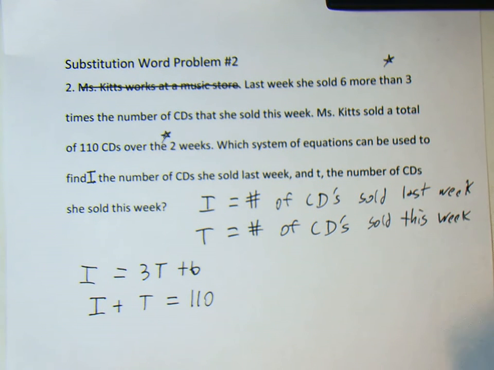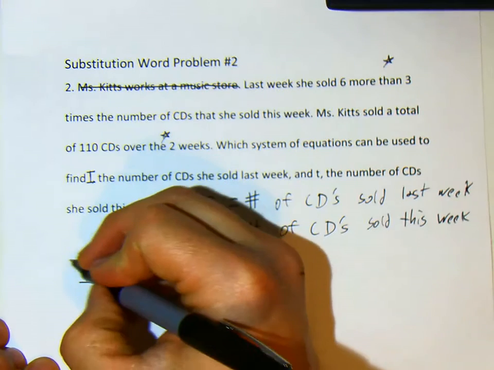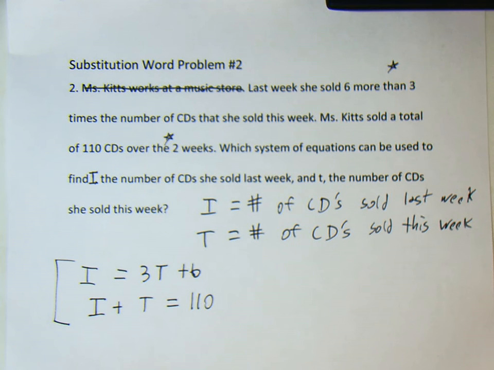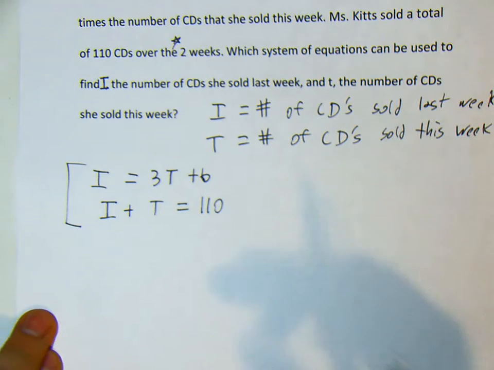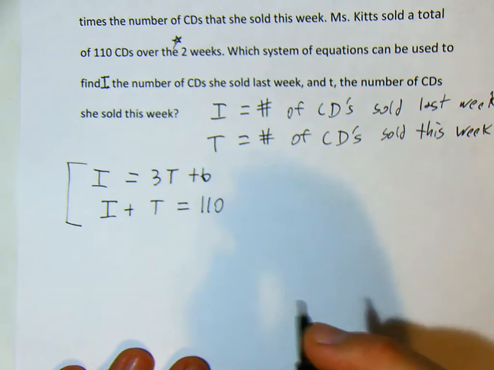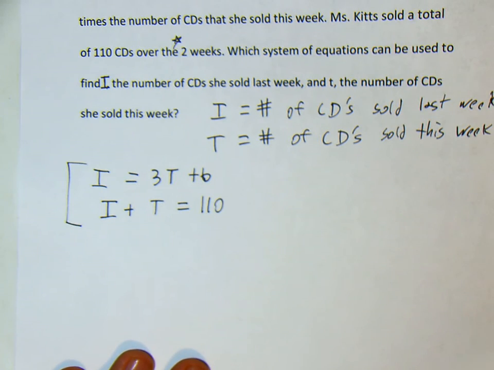Okay, so now this is our system. Which system of equations can be used to find this? Well, here is our system of equations. We're technically done. It doesn't say how many did she sell, but let's continue. We're going to figure out how many she sold this week and last week. I is last week, T is this week.